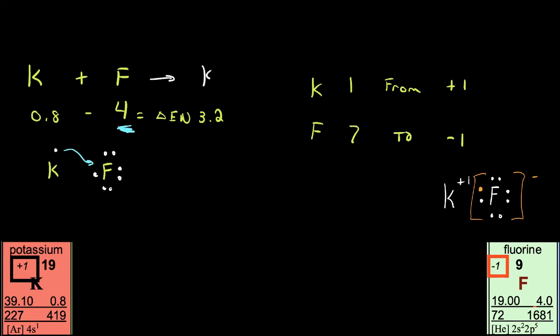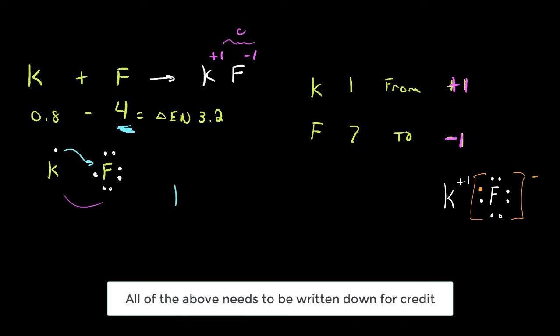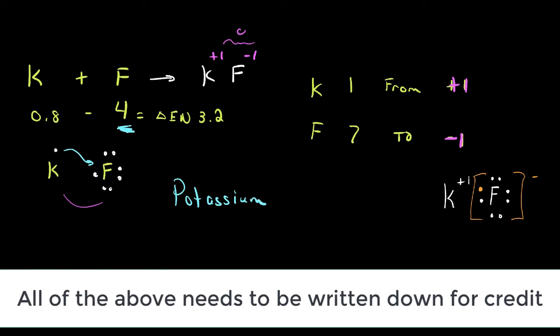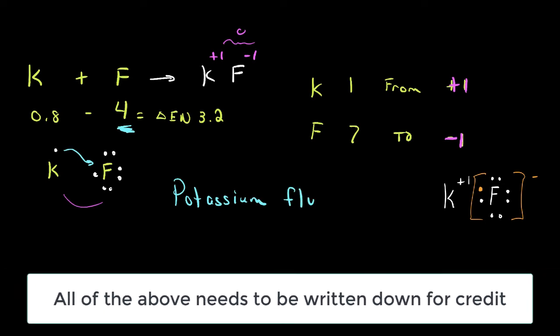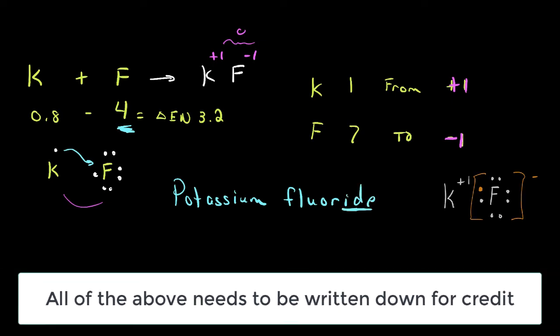The formula, put KF. I need to get the oxidation numbers, +1, -1. There's no need to crisscross because I can see clearly that these two values right here add up to be 0. I need 1 to 1 when we're doing this. Now, the name of this, you're going to have potassium. You don't change the name of the metal. And then for the nonmetal, we're going to have fluoride. So simple ionic bond is what we're looking at.